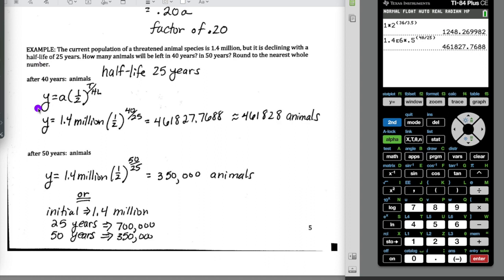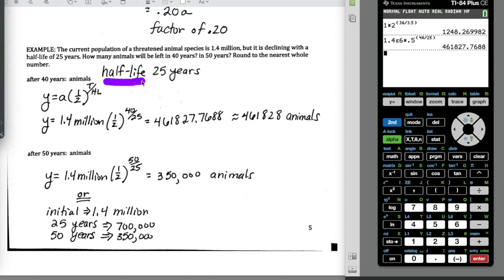All right, let's look at our second example with half-life. It says the current population of a threatened animal species is 1.4 million, but is declining with a half-life of 25 years. How many animals will be left in 40 years or 50 years? And we're going to round to the nearest whole number.